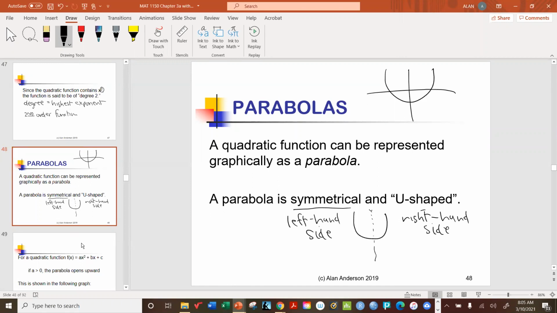Okay, so you can imagine this is a big mirror here. The left and the right are identical to each other, which is why we say that the parabola is symmetrical. Now, we also can gain more information about the actual shape of this parabola from the coefficients in the quadratic function. For example, let's take a look at the next slide.